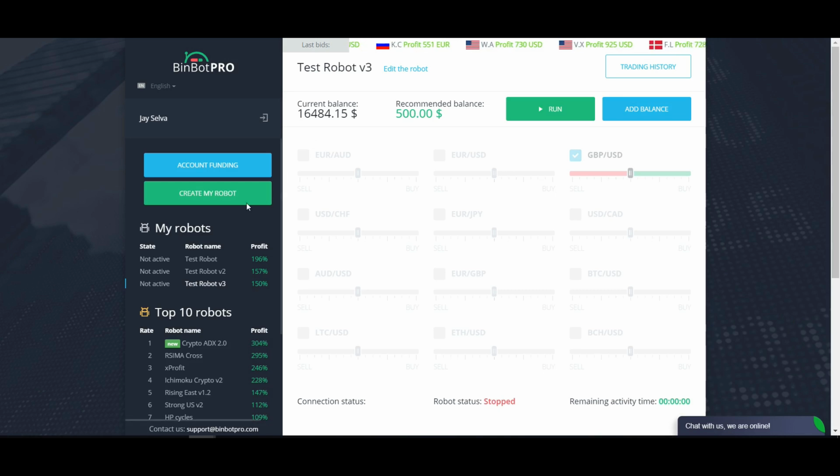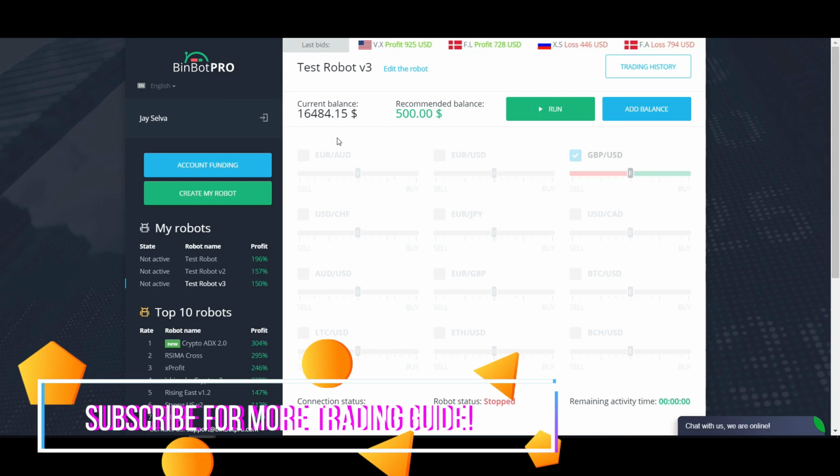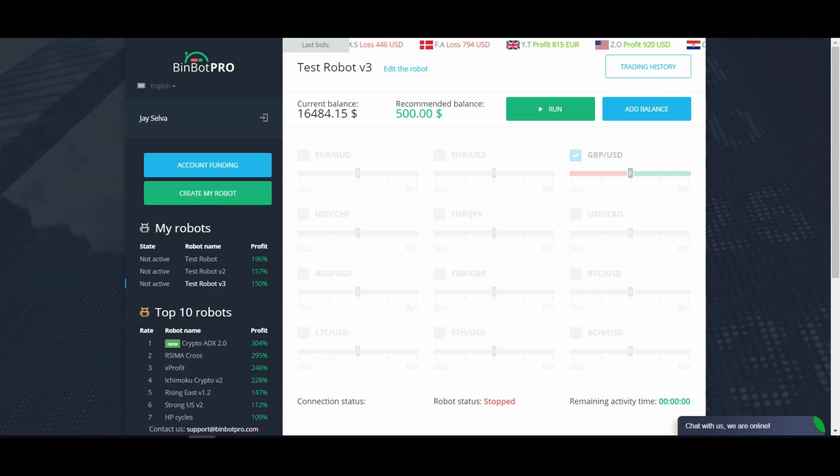Okay, so as of right now for Binbot Pro, my balance stands at 16,500. I'm really happy about it. So stay tuned guys for more trade examples.